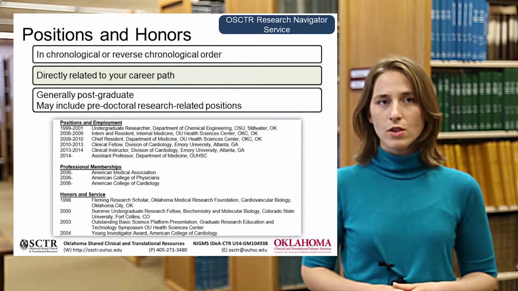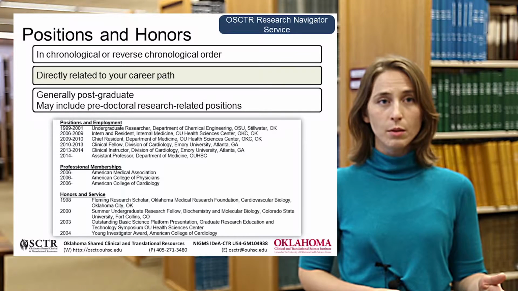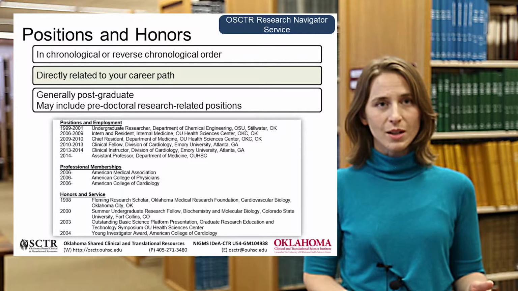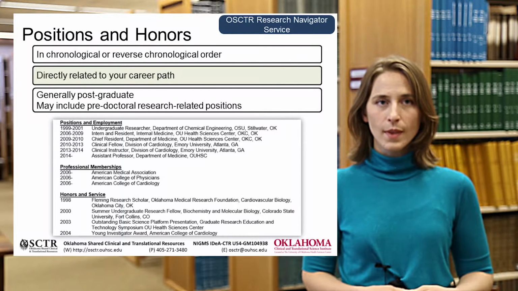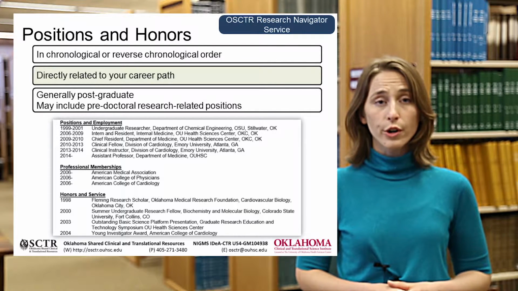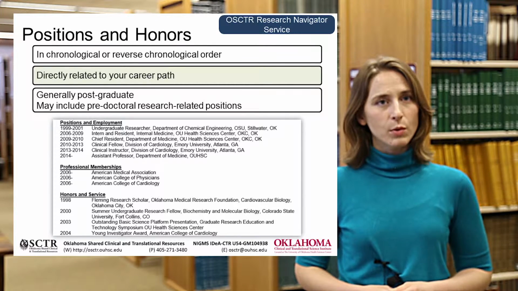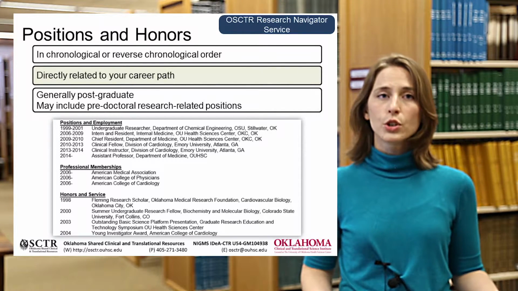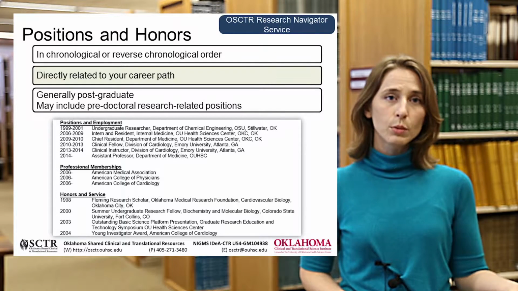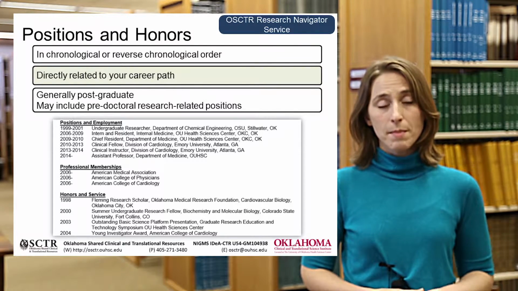Section B of the biosketch lists your positions and honors. I usually organize this information under the subheadings of position and employment, professional memberships, and honors and service. Information should be presented in chronological or reverse chronological order under each subheading. Each item should be directly related to your career path. So for example, you could include employment as an undergraduate researcher, but other undergraduate employment might not be relevant.